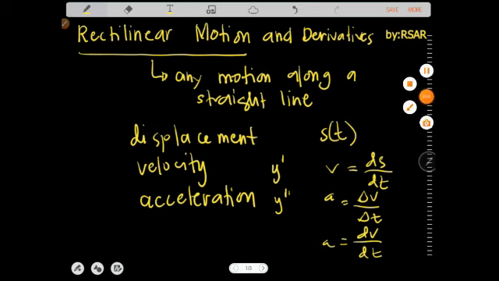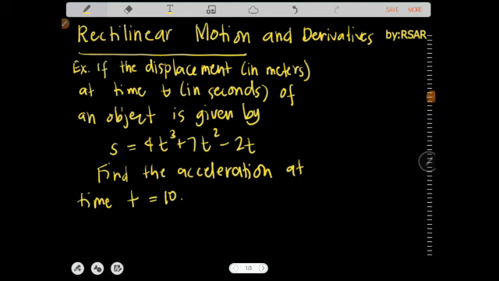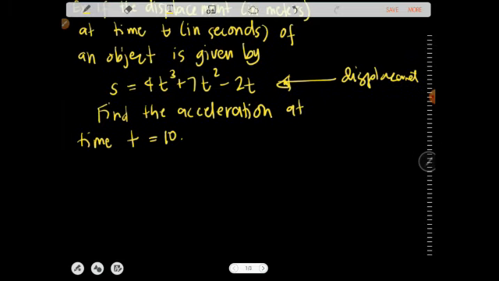For example, if the displacement in meters at time t in seconds of an object is given by the equation s is equal to 4t cubed plus 7t squared minus 2t, find the acceleration at time t is equal to 10. As we said earlier, the displacement is the equation, the function. This is our displacement, or our S. Now, to find the velocity, that is equal to the first derivative of the displacement. So we can take the derivative: s prime is equal to 12t squared plus 14t minus the constant 2. So this is our velocity.